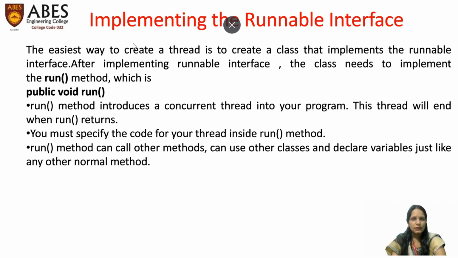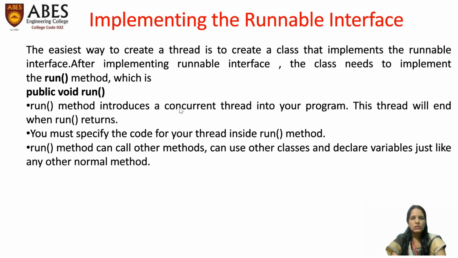So in the second method, we will implement the program using the Runnable interface. The easiest way to create a thread is to create a class that implements the Runnable interface. This is the second way to implement multi-threading. After implementing the Runnable interface, the class needs to implement the run method. In the same way, we have the run method in both cases, either by extending the thread class or by using the Runnable interface.